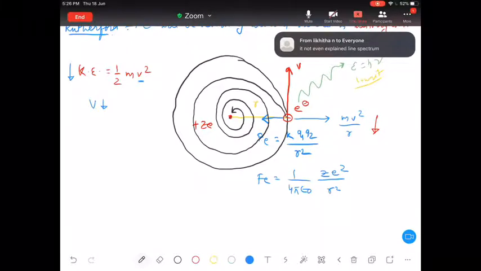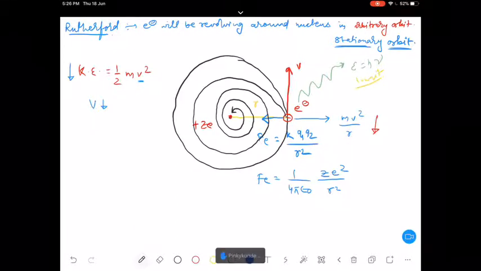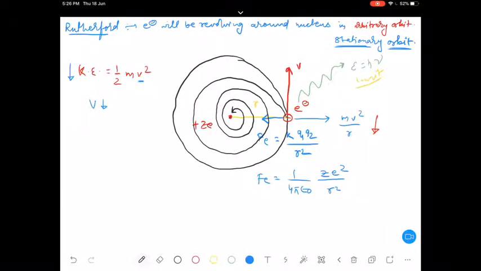It will not even explain the line spectrum. This is one of the drawbacks I have taken, so that we can start with the other theory. I'll be starting with this limitation itself. There are a number of limitations in Rutherford's model, as we discussed in the last class, right? It will not even explain the line spectrum of hydrogen. But right now we are not aware of line spectrum, that's why I'm not taking that limitation for the time being. Done.